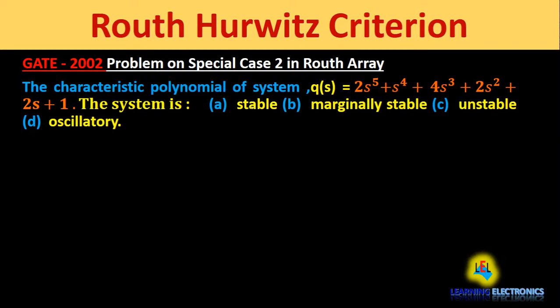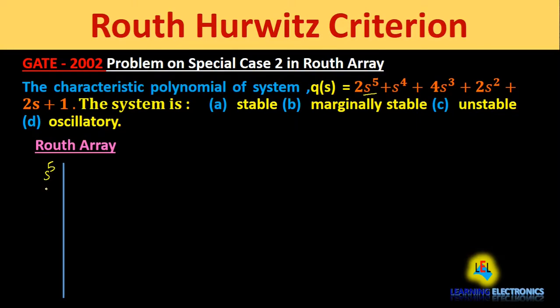So to comment on the stability of the system, we need to construct the Routh array first. In the Routh array, we will write all the powers of s starting from the highest power of s to the lowest power of s given in the characteristic equation. In this characteristic equation, the highest power of s is s^5. So first we will write s^5 here.